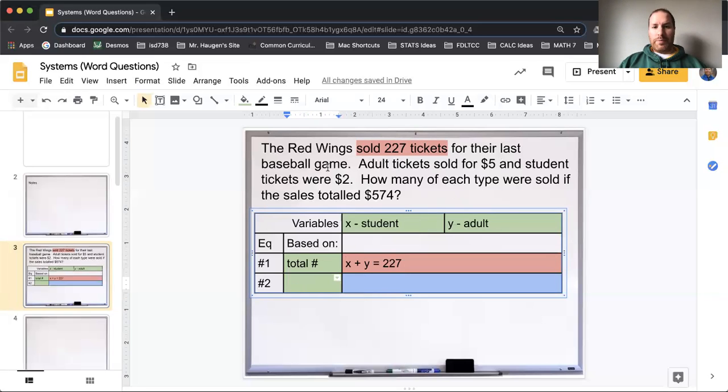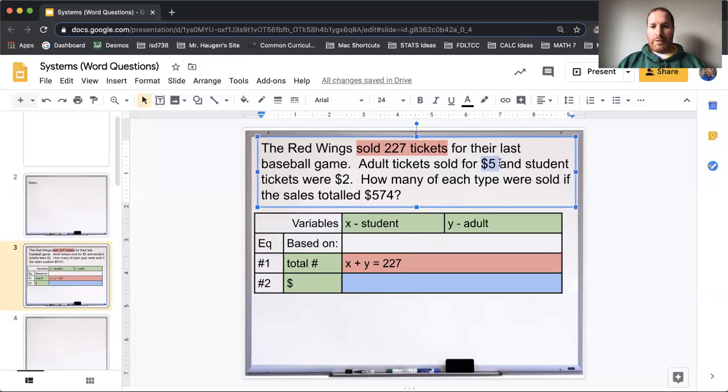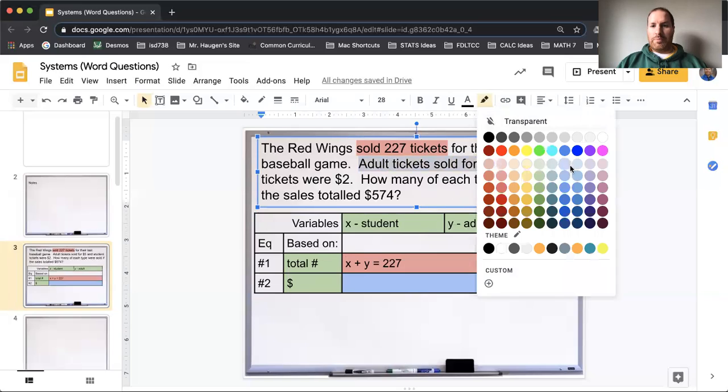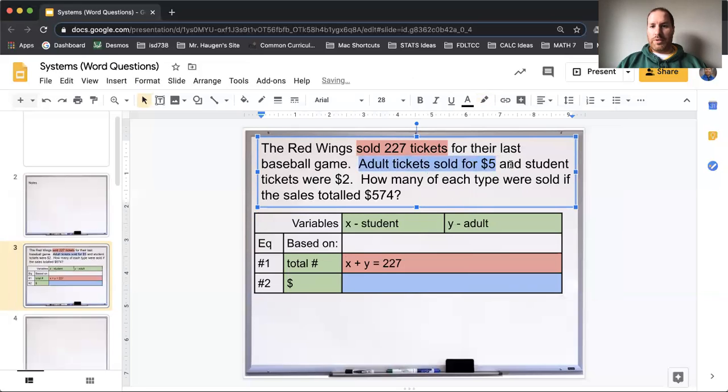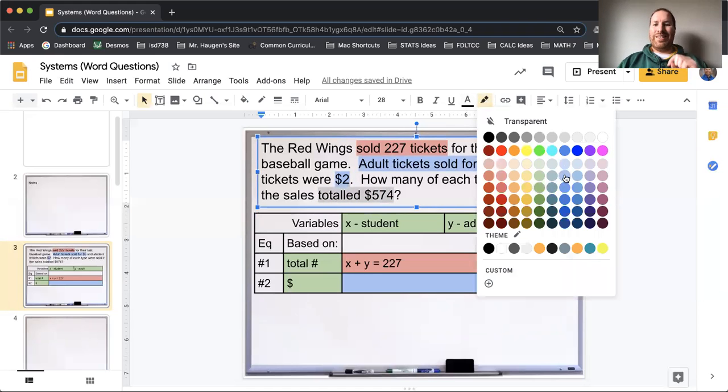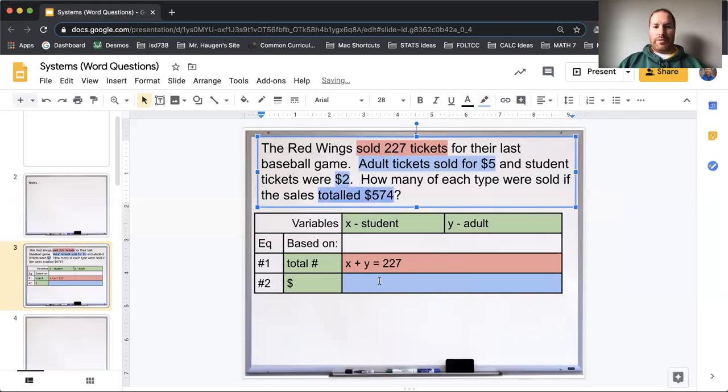And then the other information that I have in here is about my money. That's what this one's going to come from. And the information in there, we have $5 for adult tickets. There's a little bit of blue information about blue stuff. Student tickets are $2. I have that one, I'm going to highlight that. And that totaled $574 in the money. That's where we have that.